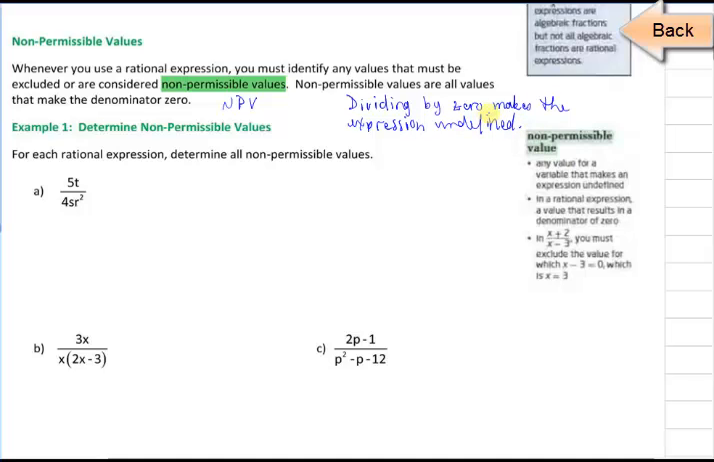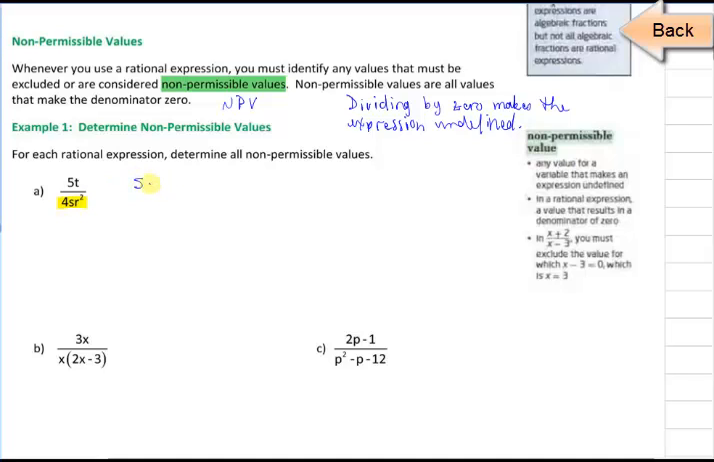So we're going to take a look at some examples and determine what their non-permissible values are. So for each rational expression, determine all non-permissible values. We're going to start with 5t over 4sr squared. So what we're concerned with is the denominator. We have two variables in the denominator. We have s and we have r.